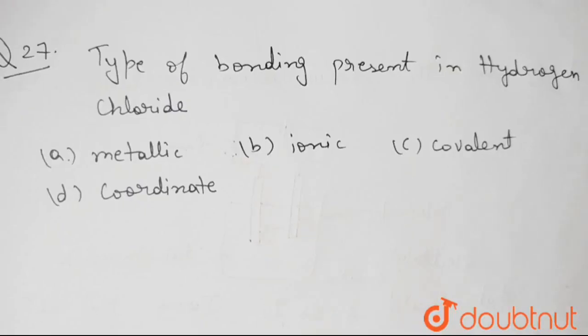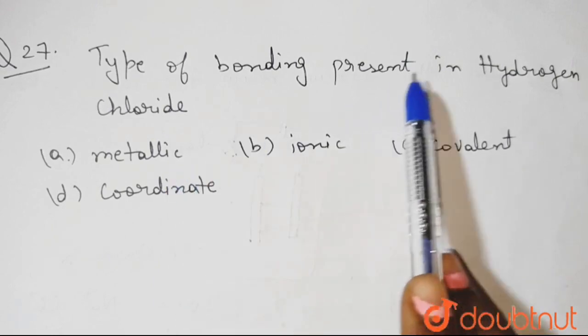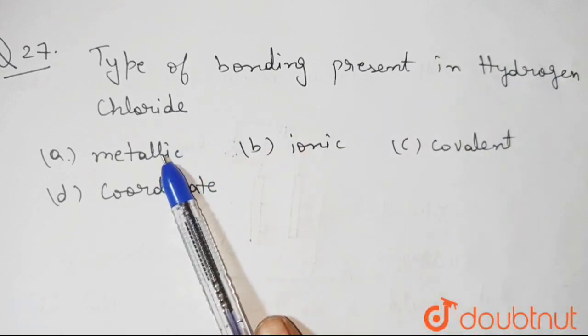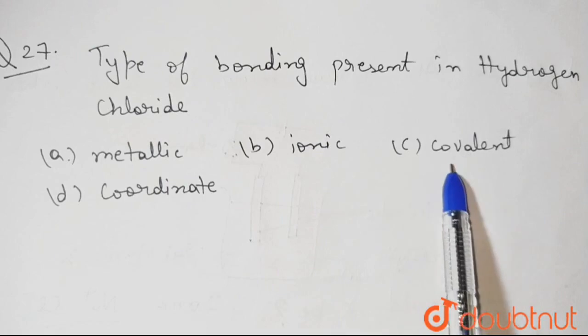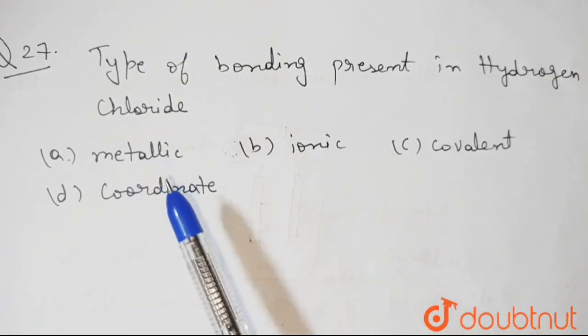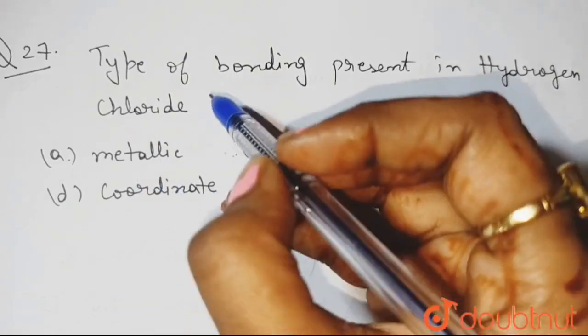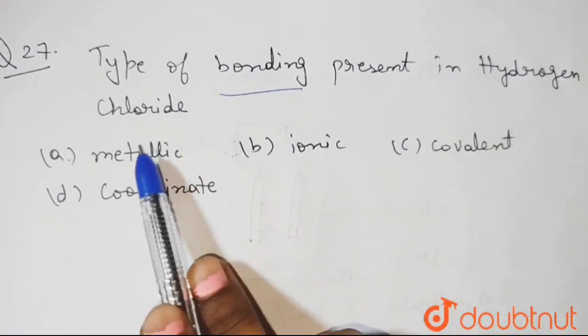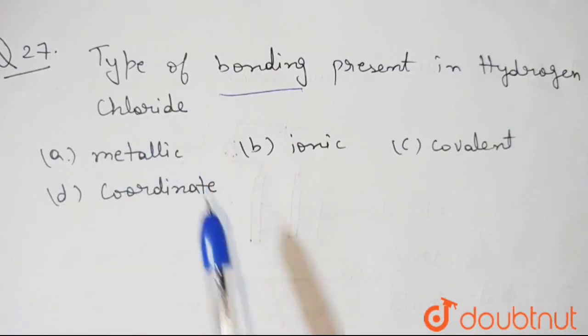Hello students, the question is: type of bonding present in hydrogen chloride. Your options are metallic, ionic, covalent, coordinate. Okay, so here we need to tell what kind of bonding is present in hydrogen chloride. So, hydrogen chloride is what?